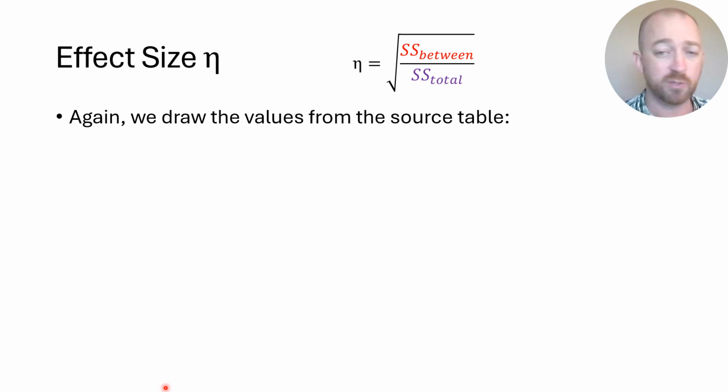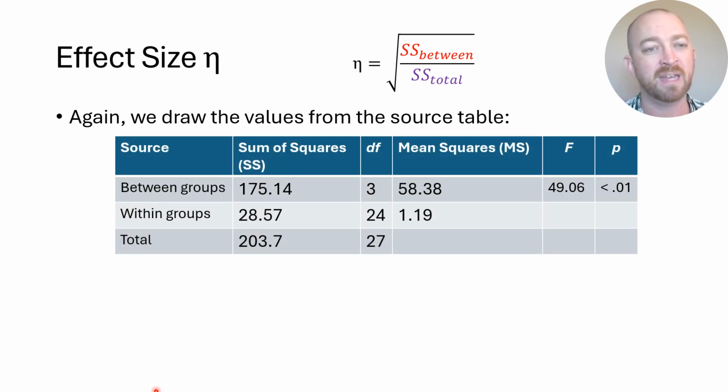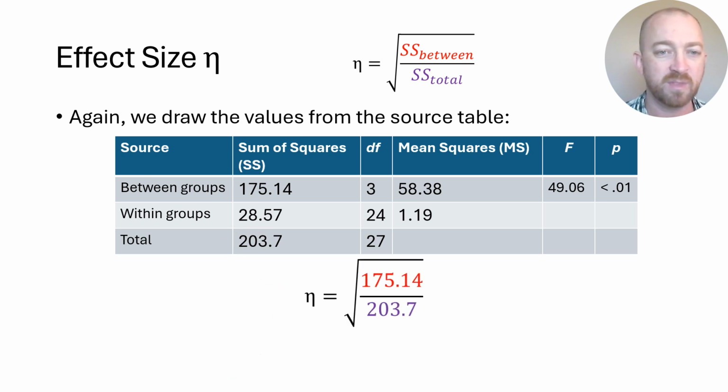Okay, so we can do this easily if we have our source table, which is why I made an entire video about that and its importance. All we need here is, of course, the sums of squares for the between groups variance, which again is right there. We needed that for the omega squared anyway. 175.14. Then the sums of squares for the total variance, which is right here, 203.7. Okay, and simply do that. We plug in those values, 175.14 divided by 203.7. We'll do that on the next slide here.